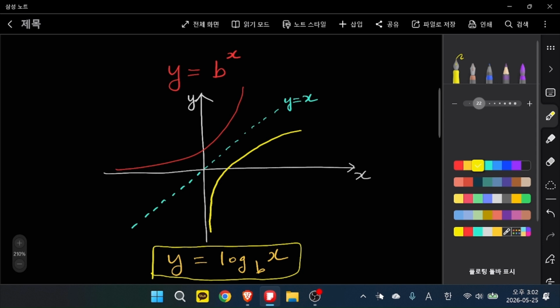That means you can never plug in 0, you can never plug in a negative number either. This is because an exponential function with a positive base never produces 0 or a negative output.